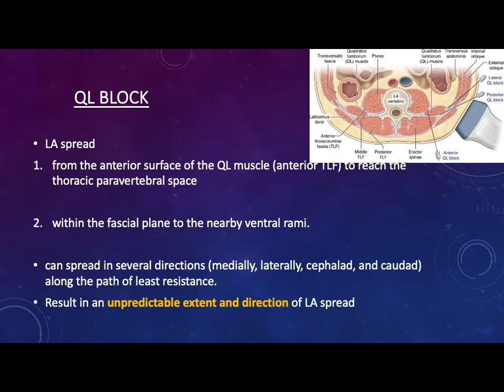For example, in the quadratus lumborum block, the LA spread can be from the anterior surface of the QL muscle to reach the thoracic paravertebral space, or it can also spread within the fascial plane to the nearby ventral rami. Because of this fascial interconnectivity, it can spread in several directions, either medially, laterally, cephalad and caudad, along the path of least resistance. As a result, it can cause unpredictable extent and direction of LA spread.